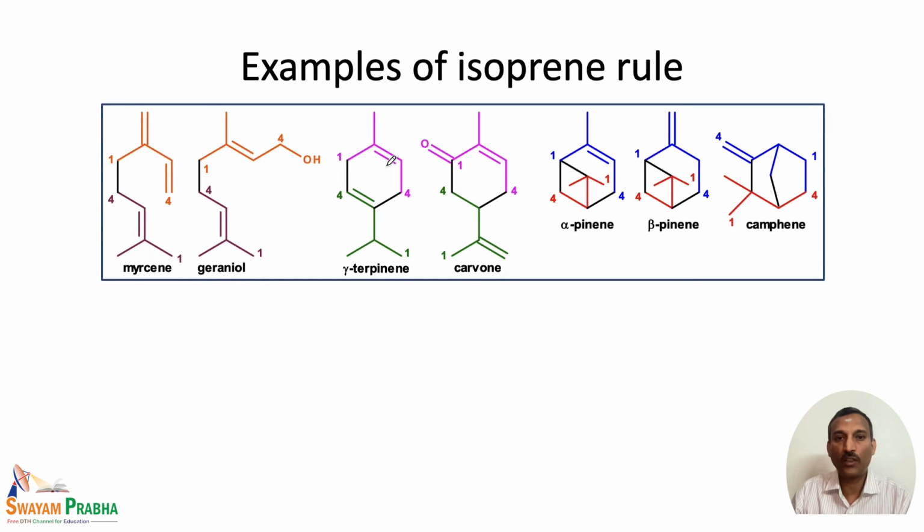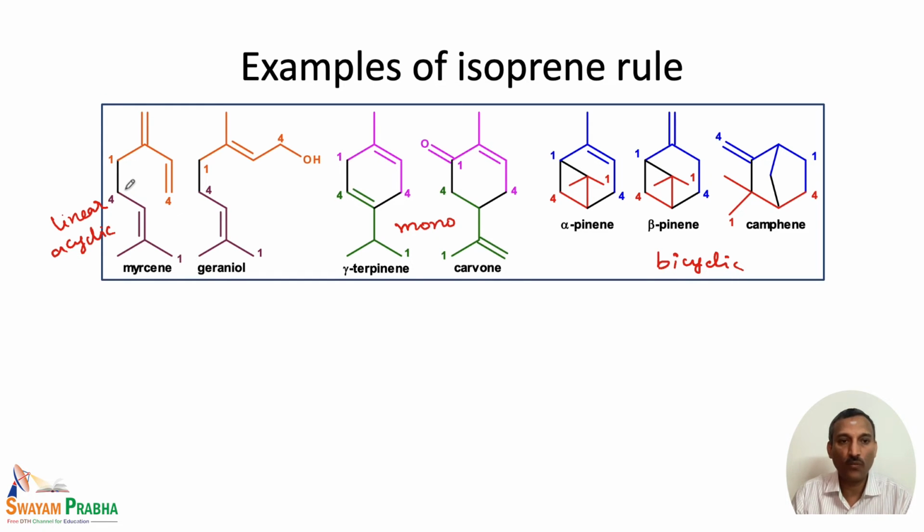And let us look at some examples of this isoprene rule. We have a couple of compounds given here. This is a linear or acyclic one. This is a monocyclic one. This is a bicyclic one. So we are going to look at three different types of terpenes. In the case of the linear or acyclic one, we are going to look at how the isoprene rule is applied. Myrcene is one such compound.